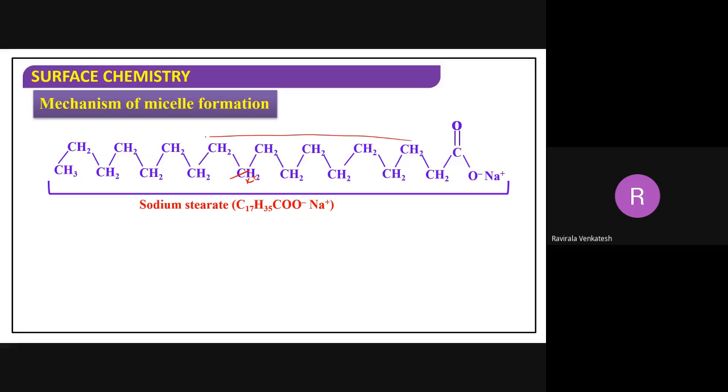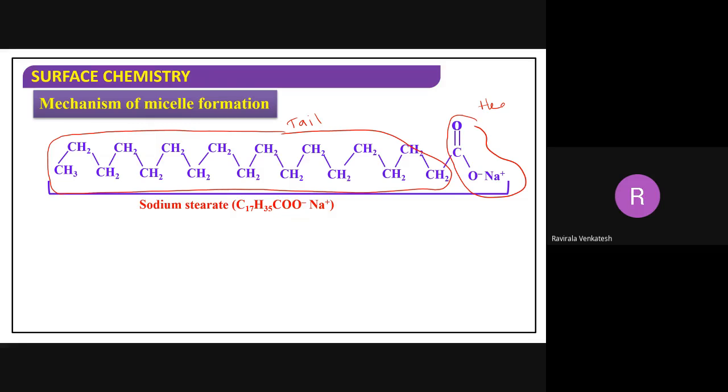This entire part is very long, so I am calling this the tail part. And the small part, call this the head part. So it looks like this: head and tail. Now the tail part does not have any negative or positive charges; it is non-polar. Whereas the head part has polarity because of negative and positive charges; it is polar.